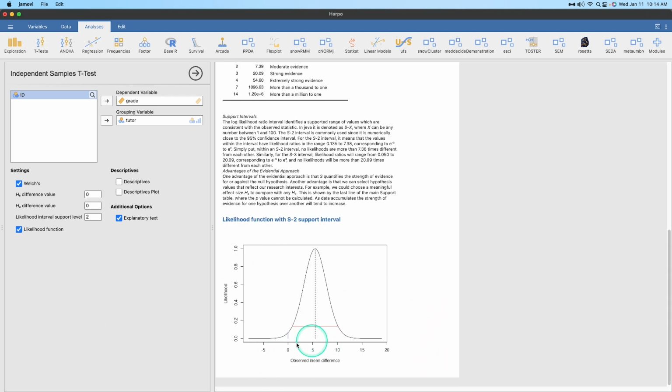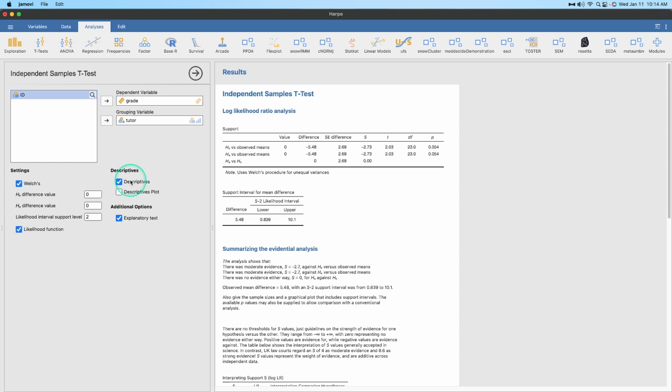This is the likelihood function. It's just a graph of the likelihood function, the observed mean difference versus the likelihood ratio. Okay. Now we can have our descriptives. I'll talk about support intervals here in just a second too. I can add my descriptives plot in.